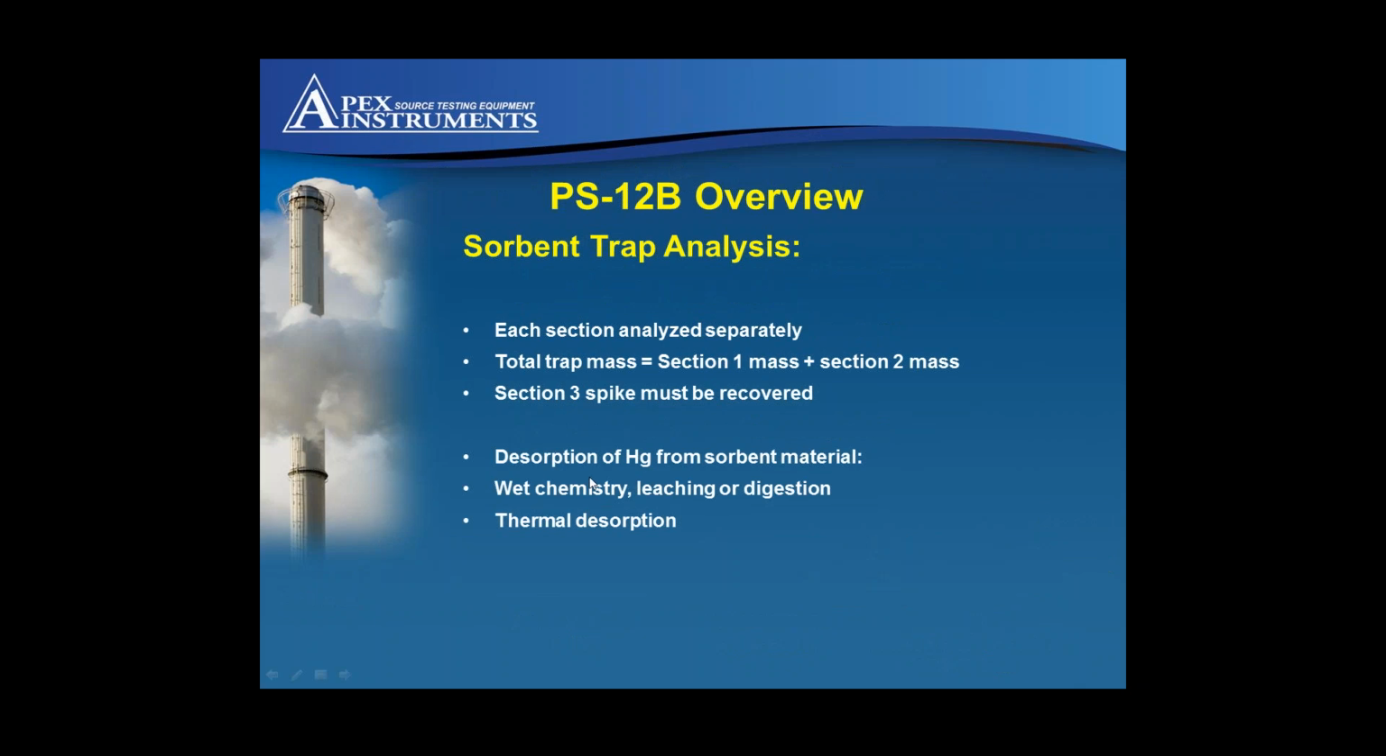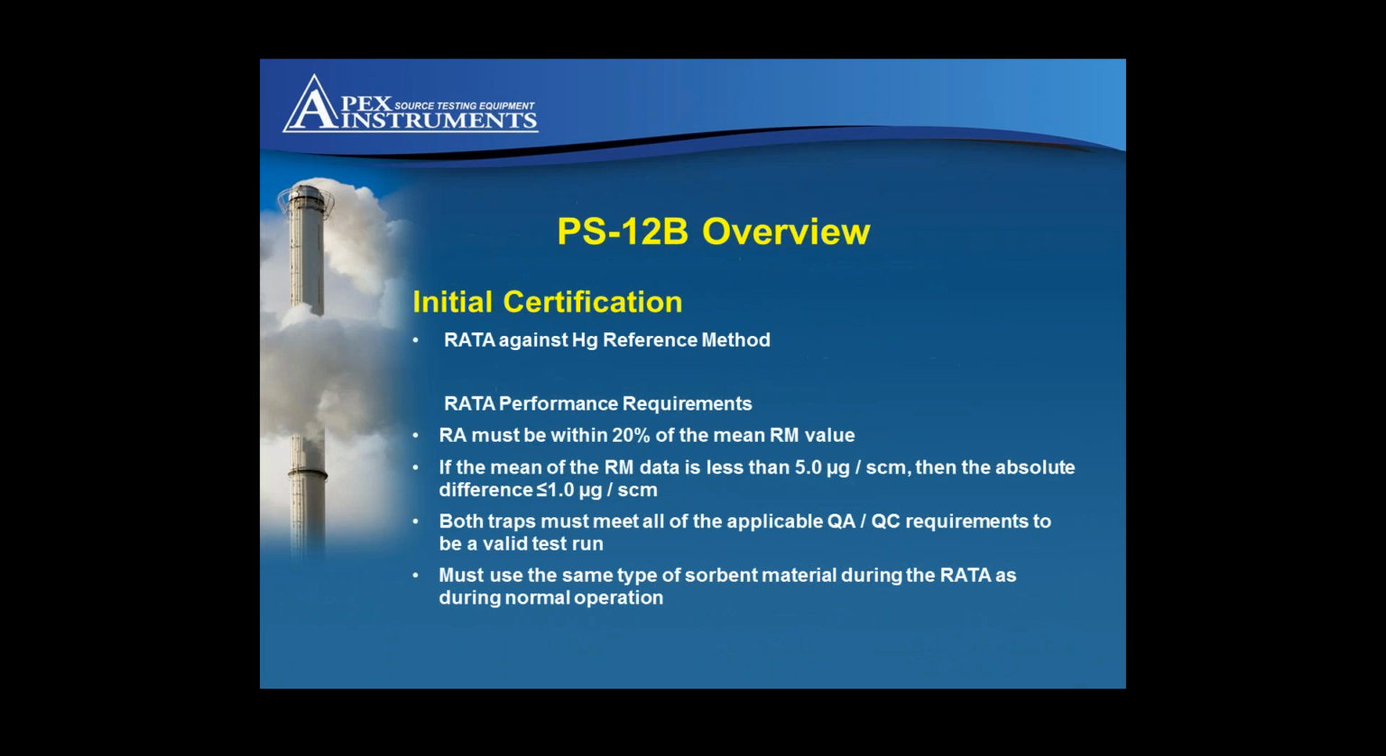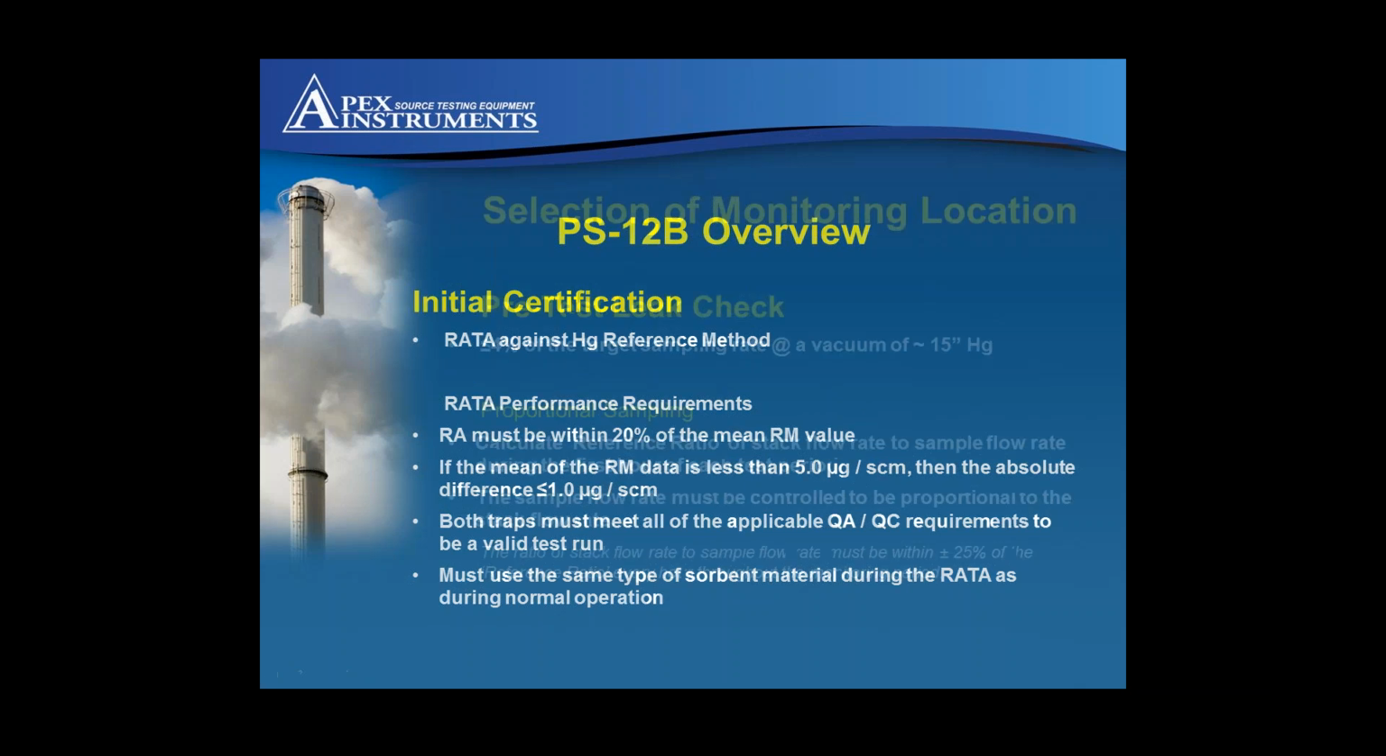So each section is analysed separately. The total mass of mercury measured is determined by section 1 and section 2, and then that section 3 spike must be recovered, and it must be within those QA controls. For your initial certification of the system, you must have a run against an HGE reference method, and it dictates within the standard all the control parameters that you need to pass.